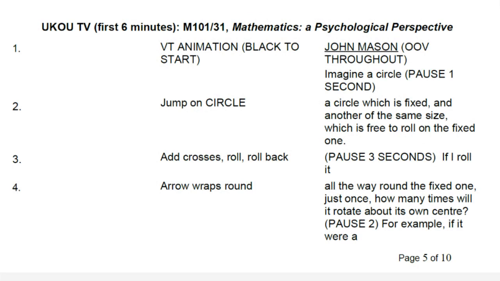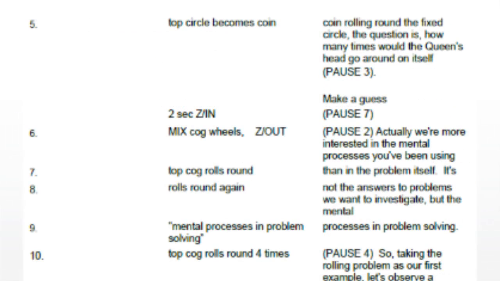And then there's a pause of 2 seconds. So that's 3A, pose questions. Then in shot 5, there's another question. How many times would the queen's head go around on itself? Again, 3A, pose questions. Then if you turn the page, there's another encouraged prediction.